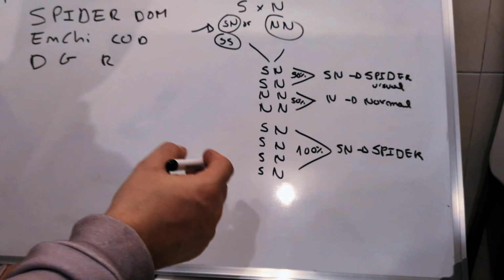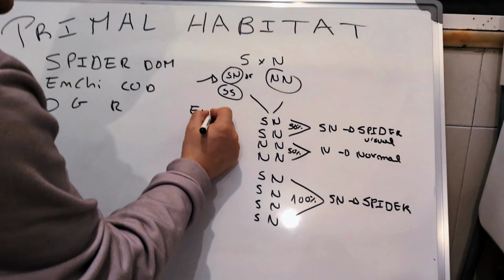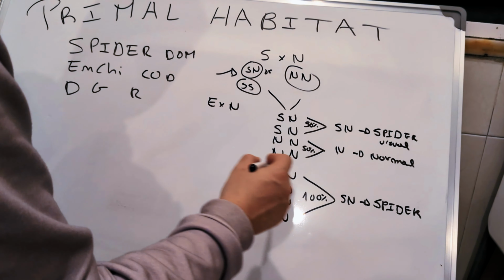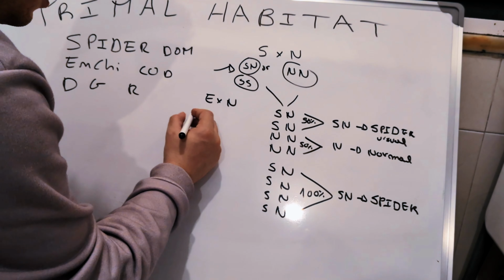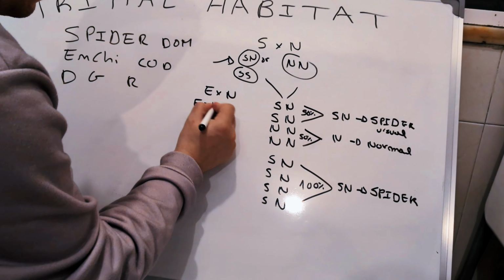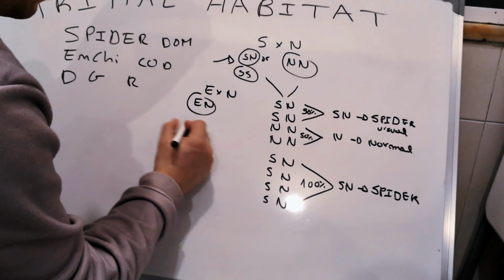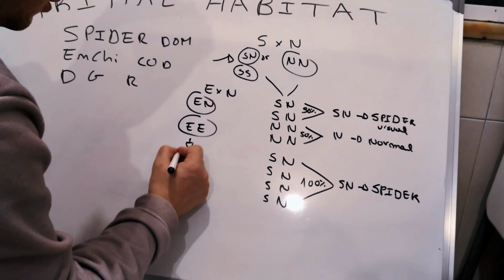So codominant works the same. If you have enchi versus normal, it works exactly the same as this. Okay? The only difference is that N in a gene is different than A. This gene is not an enchi, it is a super enchi.